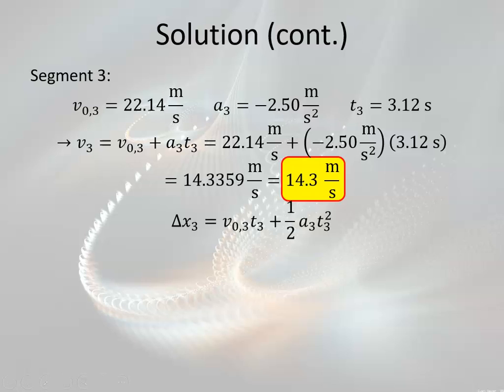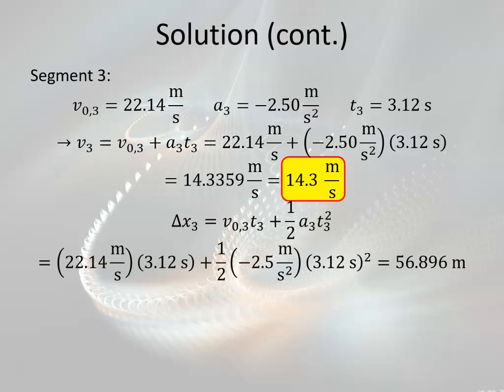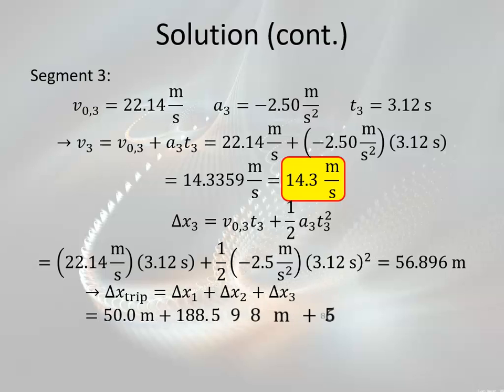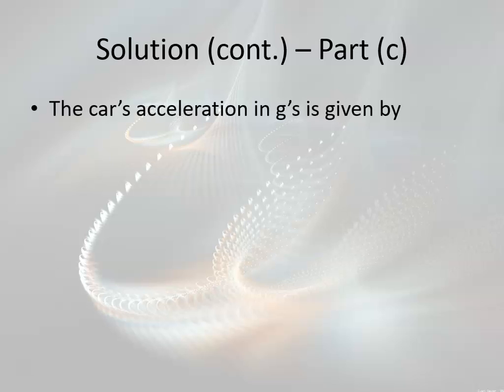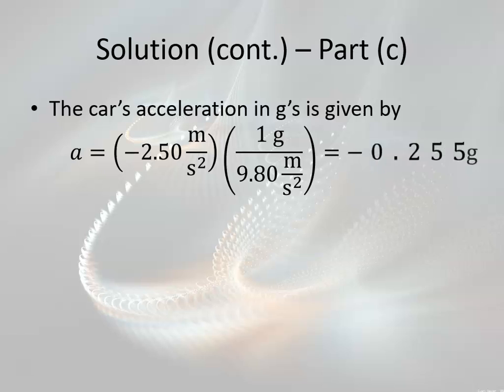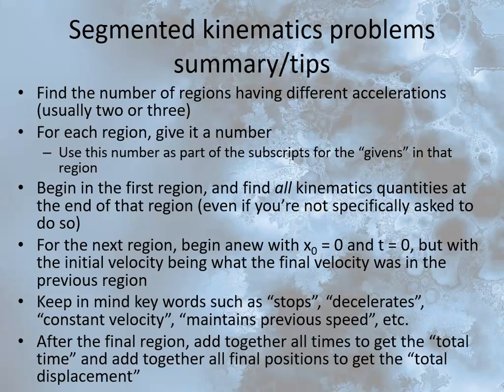And then the displacement in segment 3 can be found using those same givens. v naught, a, and t are all given. So there's our displacement in segment 3, a little shy of 57 meters. Now the entire displacement for the whole trip is just the sum of the individual displacements, delta x1 plus delta x2 plus delta x3, which turns out to be 295 meters. What about the acceleration in g's? Well, that's just a unit conversion, and when we do that, we get negative 0.255 g's of acceleration. So that is how we solve a segmented kinematics problem.